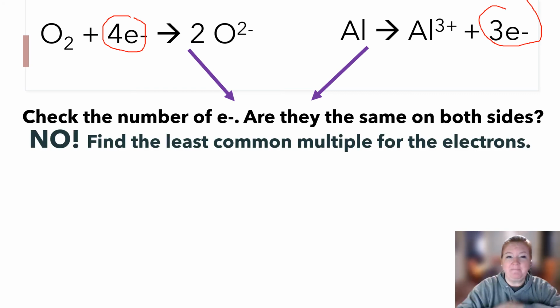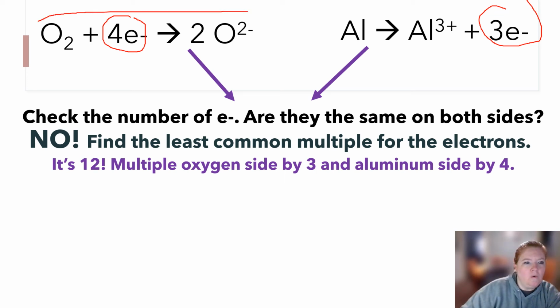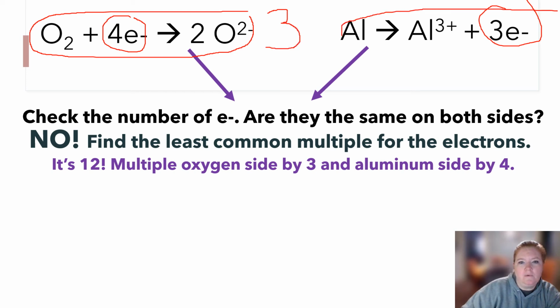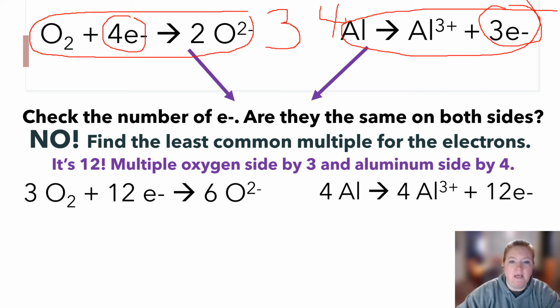no, more steps. Okay, so what I need to do is find the least common multiple for the electrons. So I have 4 and I have 3. What's the least common multiple? It's 12. So now what I need to do is take this whole thing and multiply it by 3, and take this whole thing and multiply it by 4, okay? Because I need to get to 12. I need to make the 4 end up being 12, and I need to make the 3 end up being 12. So do that. So on the oxygen side, that's what I'm going to end up with. On the aluminum side, that's what I'm going to end up with.